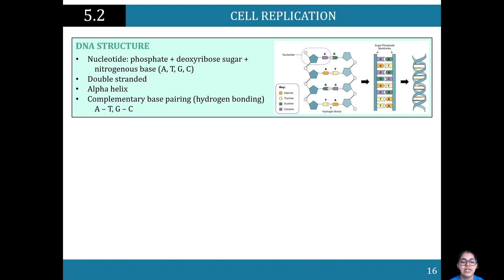So remember, DNA is based on the Watson and Crick model. These are some key terms to remember. Firstly, we have nucleotide. One nucleotide refers to the phosphate, the sugar, the deoxyribose sugar, and the nitrogenous base. So remember, the biggest difference between DNA and RNA is that in DNA there is deoxyribose sugar, whereas in RNA it is ribose sugar.